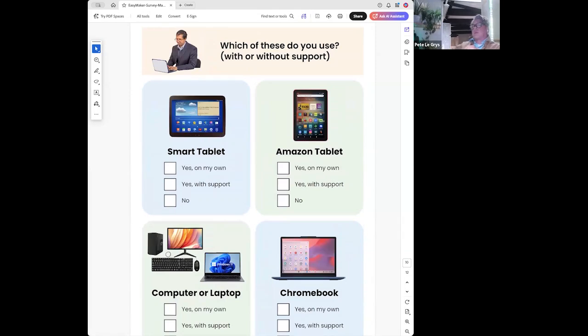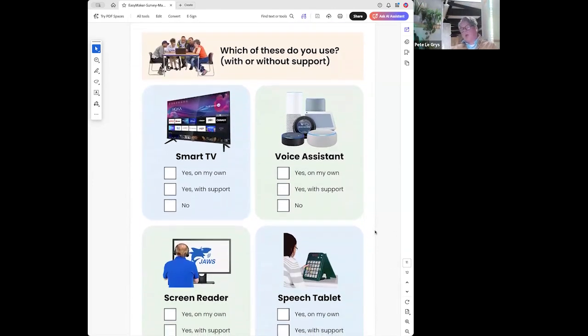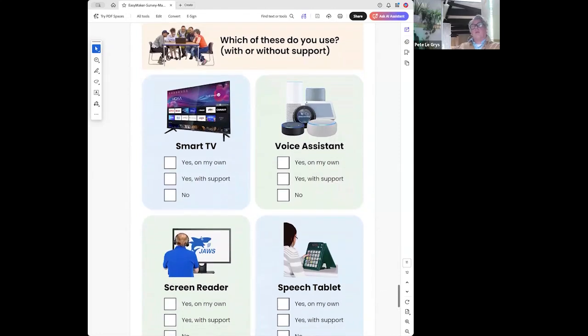Computers and laptops. Some groups, the other day, five out of the six people had a laptop and used it by themselves pretty much. So yeah, I'm seeing more of that. Okay, and smart TVs were really popular, and people, from what they were saying, were pretty skilled with them, could work their way through it.